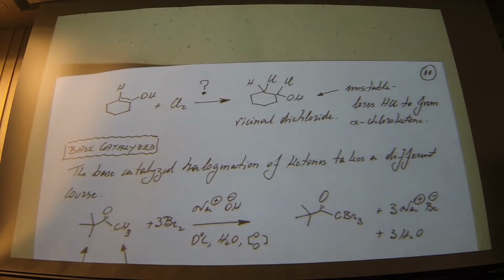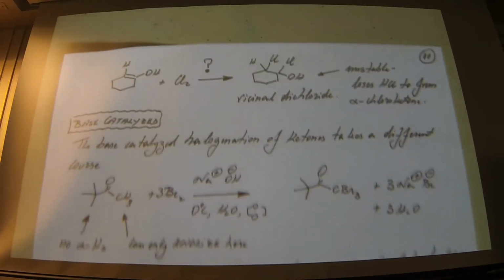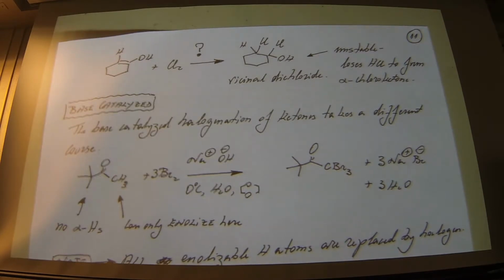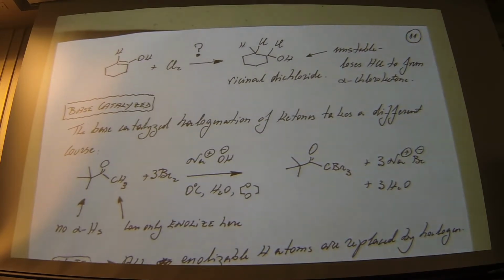Okay, so that was the acid catalyzed monochlorination of ketones. So now the question is, I want to do this under base catalysis. What's going to happen? Let's take a look. Let's do something just a tiny bit different here. We could have done this with cyclohexanone, but it's more interesting to do it with a methyl ketone because of what happens next.